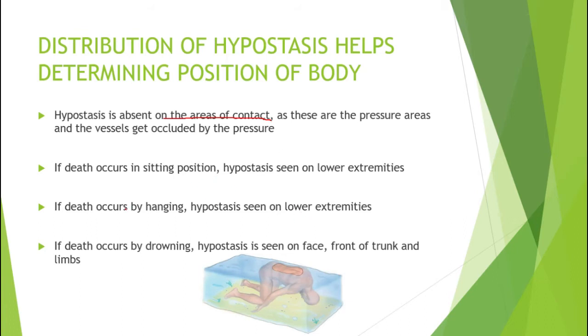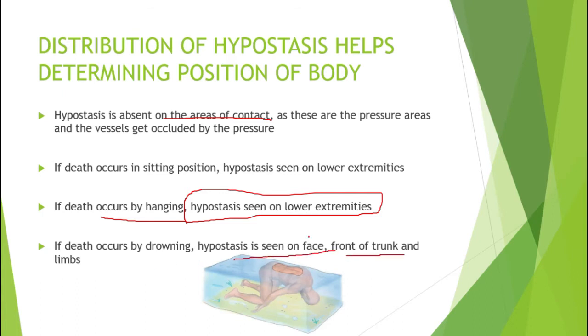And if death occurs in sitting position, hypostasis is seen on the lower extremities. And if death occurs by hanging, as it was the case in one of the previous slides, the hypostasis is seen on lower extremities. And if the death occurs by drowning, hypostasis is seen on the face, front of the trunk, and limbs.